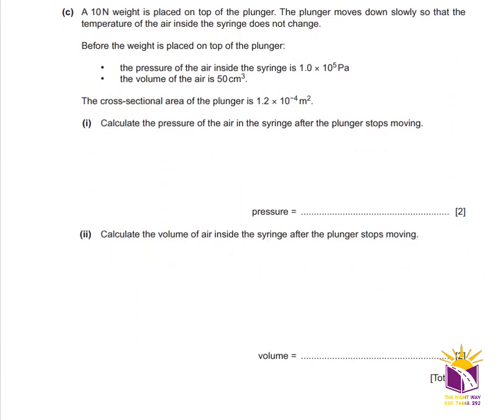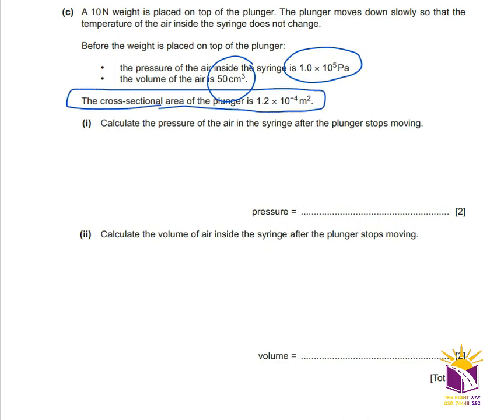A 10 Newton weight is placed on the top of the plunger. The plunger moves down slowly so that the temperature of the air inside the syringe does not change. Before the weight is placed on the plunger, the pressure of the air inside the syringe is 1.0 times 10 raised to power 5 Pascal, and the volume is 50 centimeter cube. The cross-sectional area of the plunger is 1.2 times 10 raised to minus 4 meter square. Calculate the pressure of the air in the syringe after the plunger stops moving.